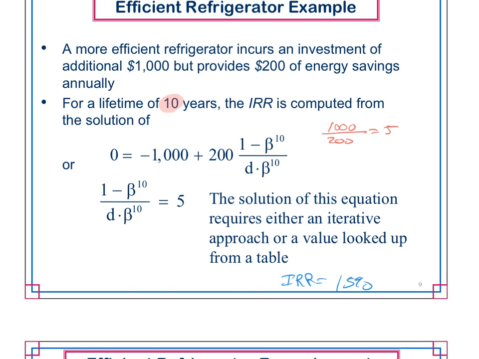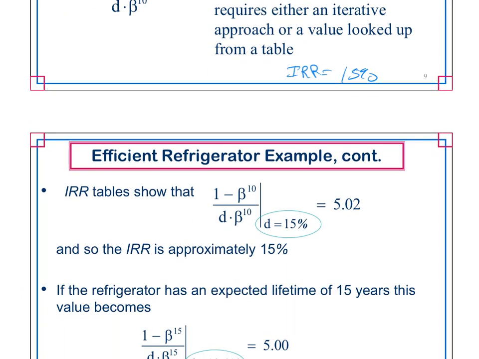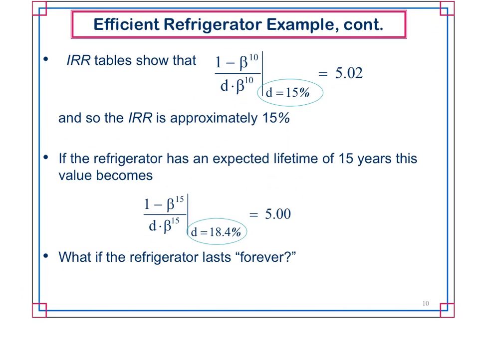Again, you can go ahead and do the brute force calculation if you want, but the table usually does a reasonably good job, and you can use linear interpolation between points if you so choose. Okay? So that's what's summarized there, 15%. If you assume that the refrigerator is going to last for 15 years, you can take a look. So if it's 15 years, then our discount rate is 18.5.